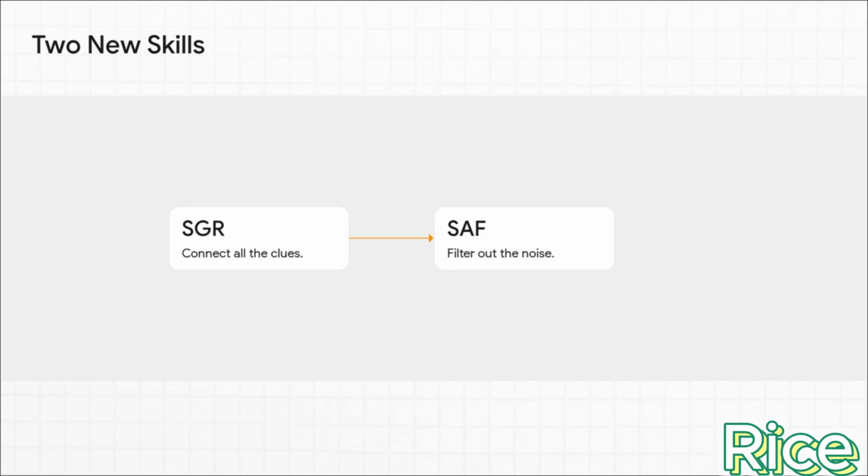The real genius here comes down to these two new skills. First, you've got similarity graph reasoning, which is all about seeing how the clues connect to each other, not just looking at them one by one. And second, there's similarity attention filtration, which is all about learning what's important and what's just noise.